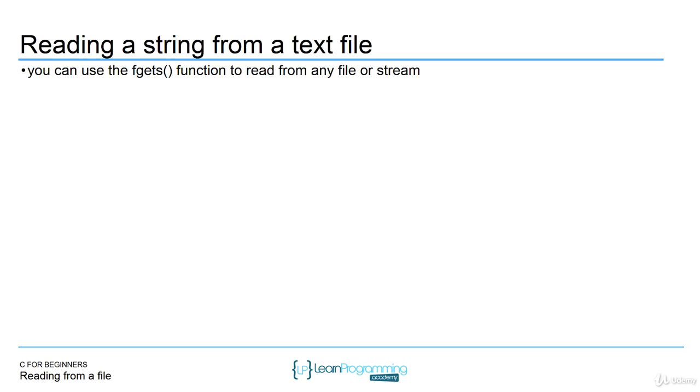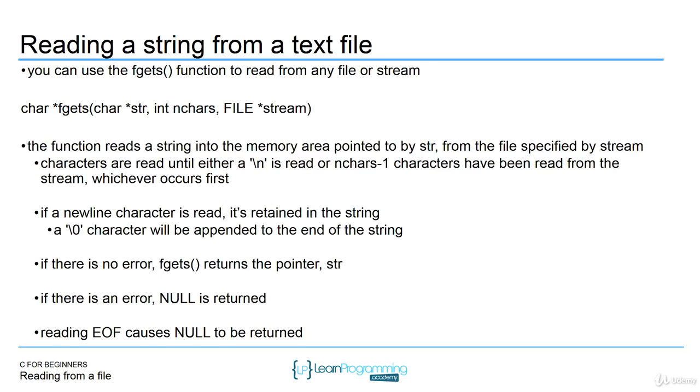You can use the fgets function to read from any file or stream. This will read a string. It takes a character string as the first parameter, the number of characters you want to read, and then the actual file pointer. So this function is going to read a string in the memory area pointed to by the str. So you have to actually pass in the buffer where the data is going to be stored.